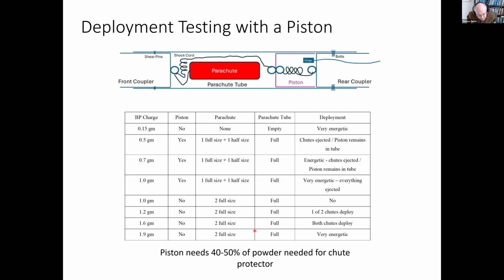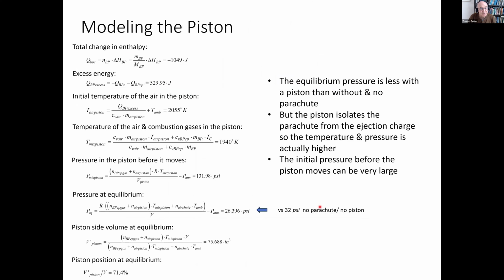I also did testing with a piston, and sure enough, a piston requires about 40 to 50% of the amount of powder that was used with the chute protector. So it does require a significantly less amount of black powder when you use a piston. Now, what's interesting about a piston when you model it is that the pressure that's generated is actually less than the pressure that you get when you don't have a piston and there's no parachute. And the reason for this is because you're heating a smaller volume of air. You're heating just the volume of air that's under the piston. And that results in a lower pressure.